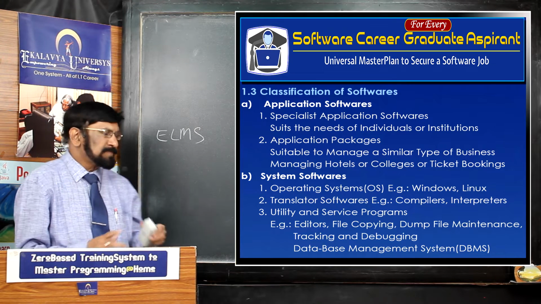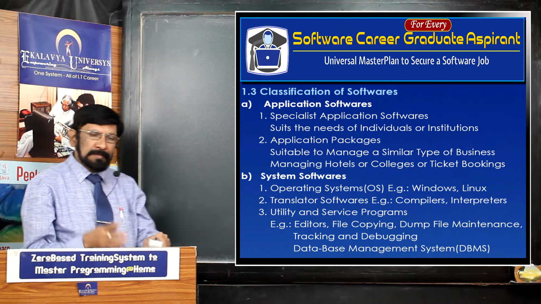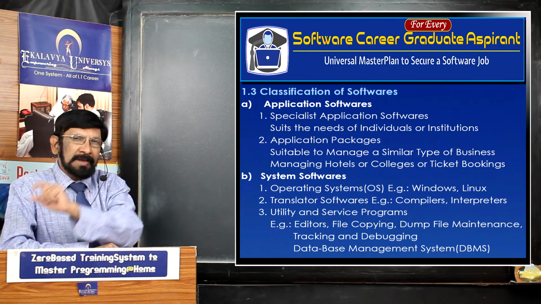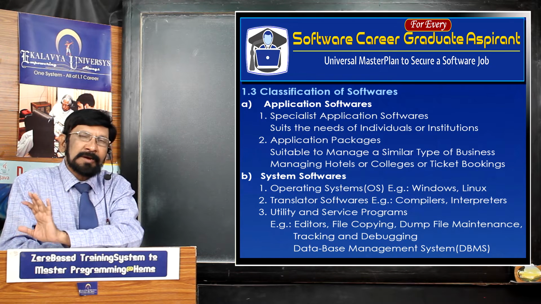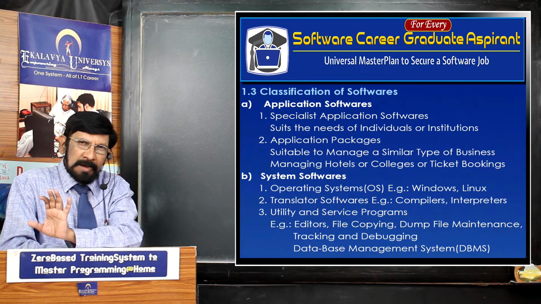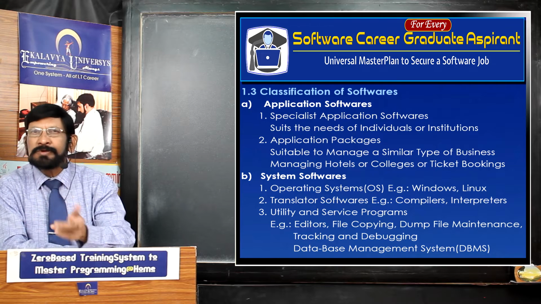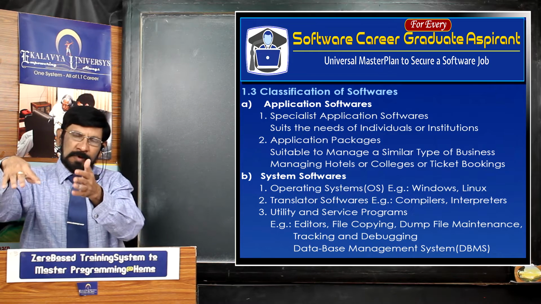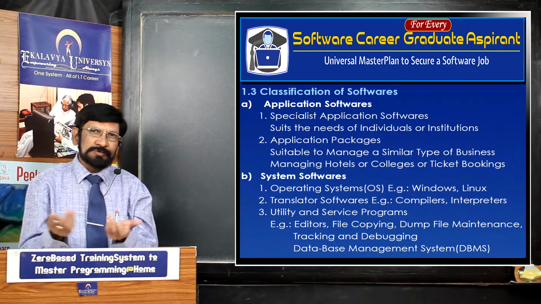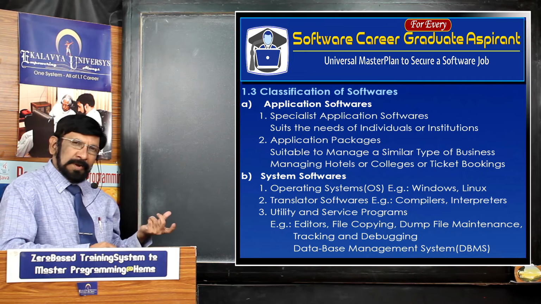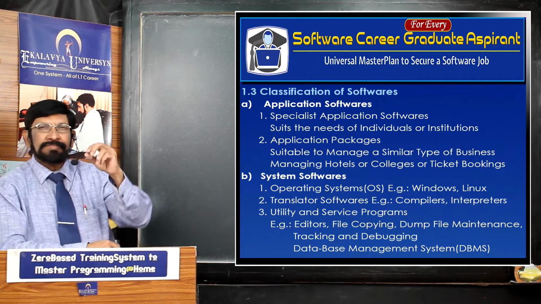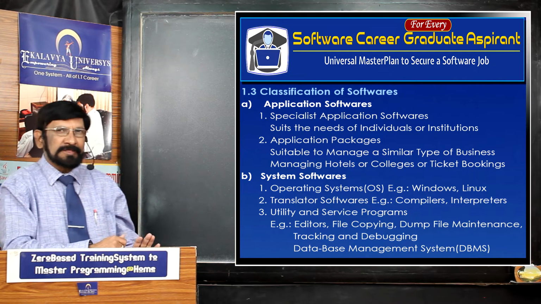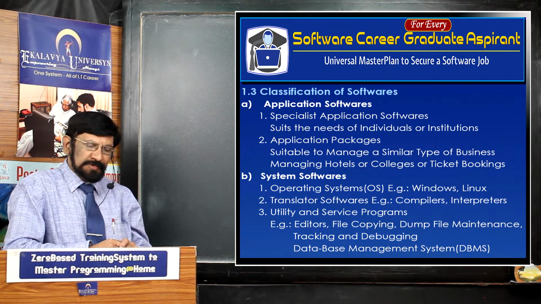This is specialized. In that way, many business people or entrepreneurs get software developed for their specialized needs. That is called specialized application software. It may not be useful for others. Suppose somebody is providing the same services, he may use it, but generally it is not useful for others. That is specialized application software.